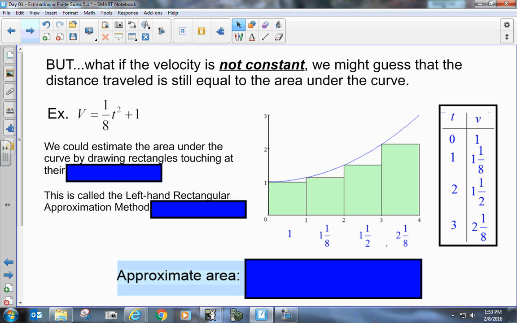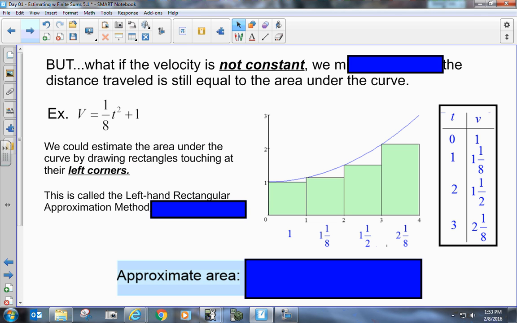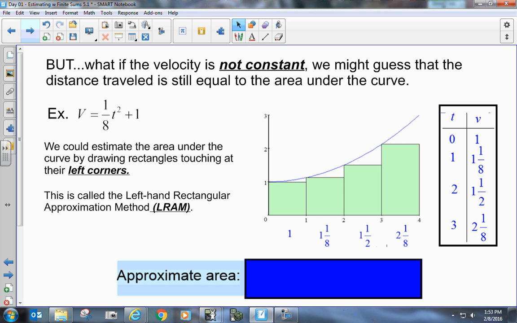the left or right, is touching the line? The left. So they're left corners. And which RAM do you think we're going to use if the left corners are touching? The LRAM. This is called the left-hand rectangular approximation method. No, you don't get bonus points for saying it out instead of LRAM. Sorry. It's LRAM. That's what we're going to use.